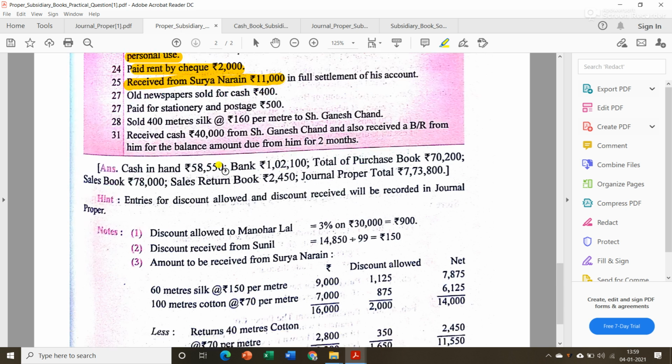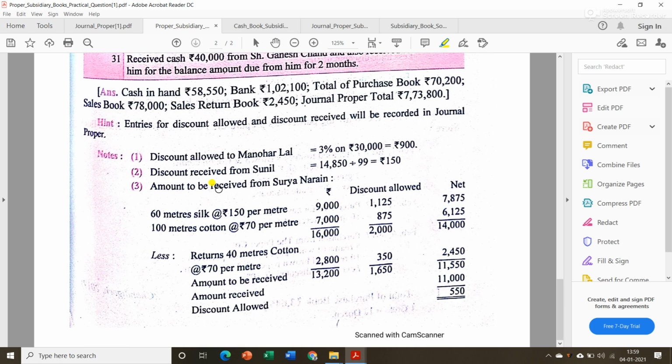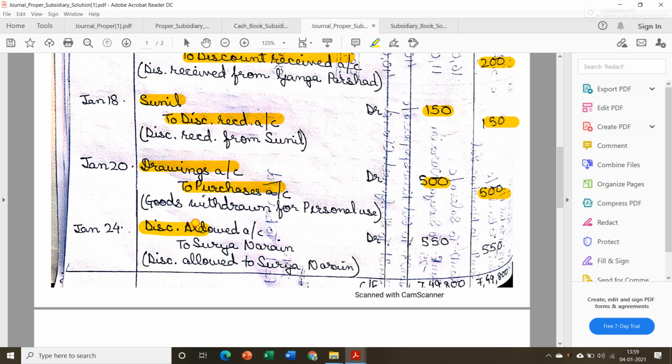Okay, now here you can see the working note. Earlier we sold him goods worth rupees 14,000. Then next he returned us goods worth rupees 2,450. So now he is supposed to pay us 11,550, but what he did is that he paid us only 11,000. That means the remaining 550 is nothing but discount allowed. Okay, so the receipt of 11,000 will be recorded in cash book, and the discount of 550 will be recorded in journal by writing discount allowed account debit to Surya Narayan of rupees 550.